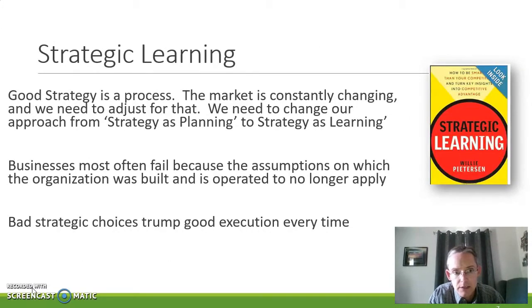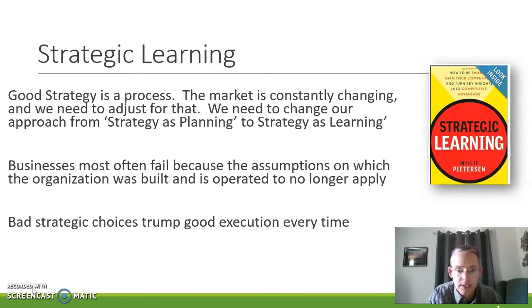To do that, then we start doing a process that's called strategic learning. And good strategy is really a process. The market's constantly changing around us, and we need to be adjusting for that. It's a sense and respond kind of environment. We're always looking out to see what's going on with customers, and then changing what we do as a business to maximize our ability to remain competitive and to keep that competitive advantage that we have. Businesses most often fail because the assumptions on which they were built no longer apply. All right, so they may have been built on some assumptions early on, been very successful. The ground changes underneath them, they no longer apply.